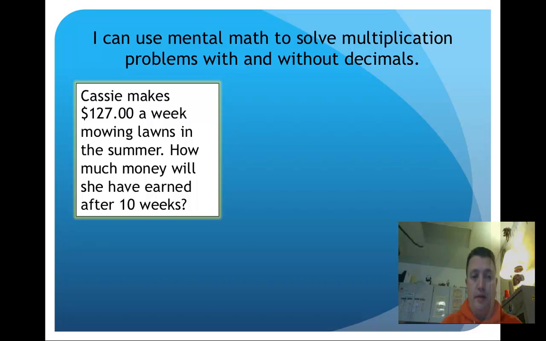So let's take a look at this problem here. Cassie makes $127 a week mowing lawns in the summer. How much money will she have earned after 10 weeks? Well, we can set up our multiplication problem, which looks like this. $127 times 10.